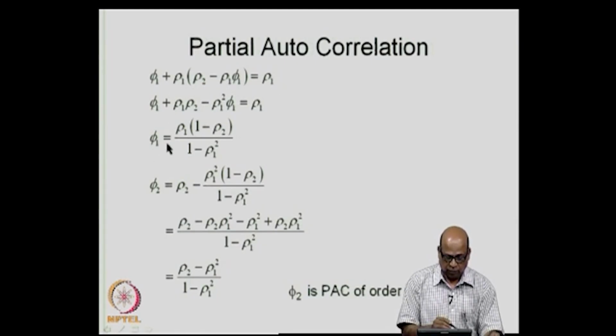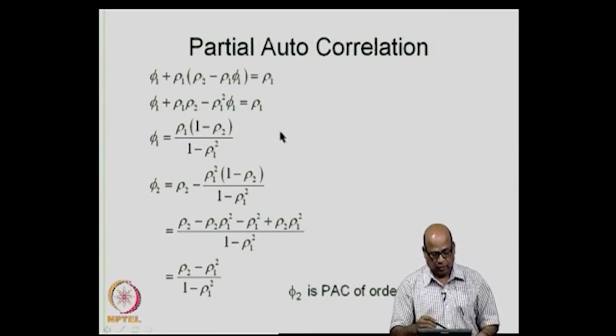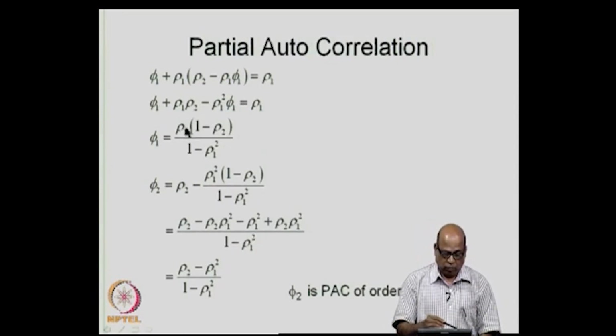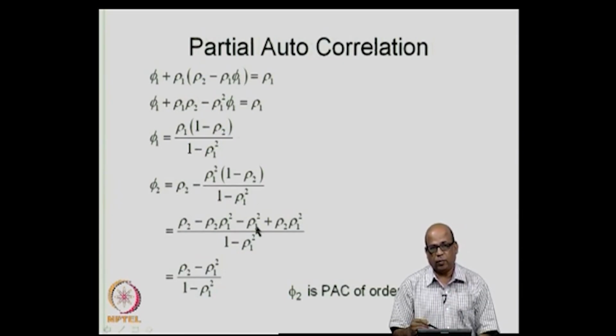So, by simplification you will get phi 1 is equal to rho 1 into 1 minus rho 2 by 1 minus rho 1 square. Rho 1 and rho 2 are known from the data. So, straight away you get phi 1. So, similarly you will get phi 2 as rho 2 minus rho 1 square by 1 minus rho 1 square. This is a simple algebraic simplification.